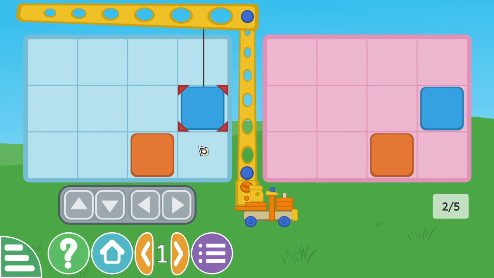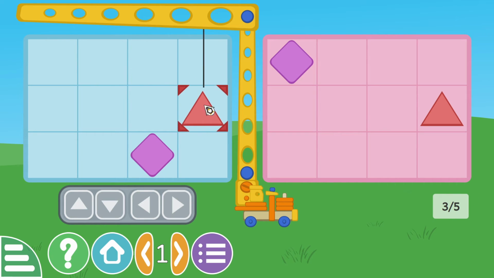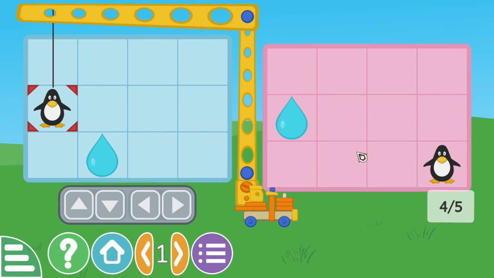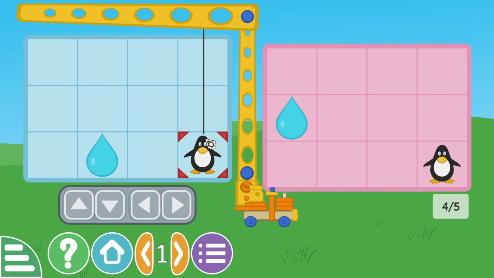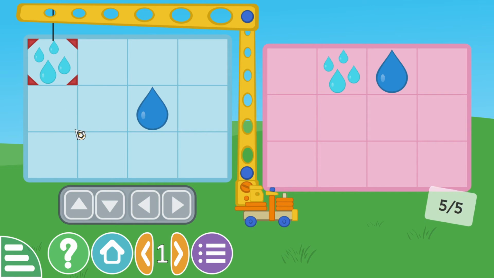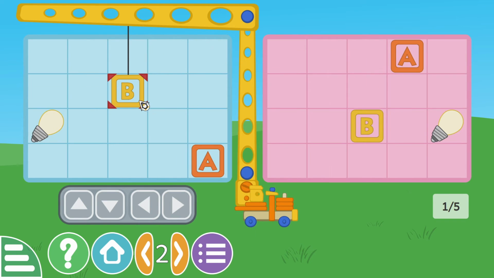The red square goes down and the blue square goes up. The red triangle all the way to the right and the purple diamond up to the top left. Bring tux to the bottom right and the water drop up one and left one. So now there's 4 light blue water drops and then a big dark blue water drop.